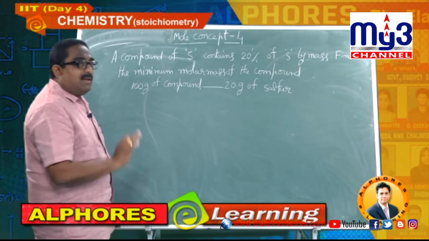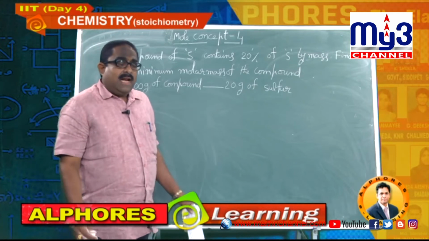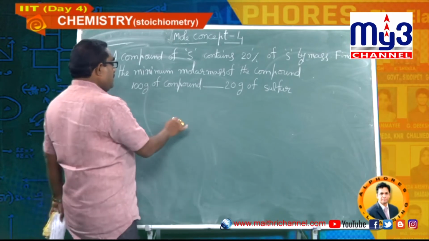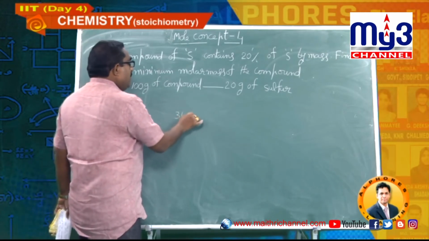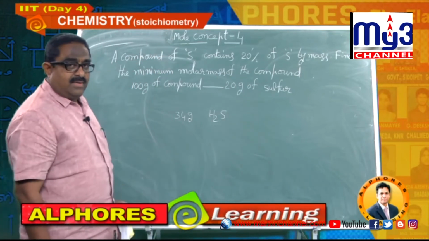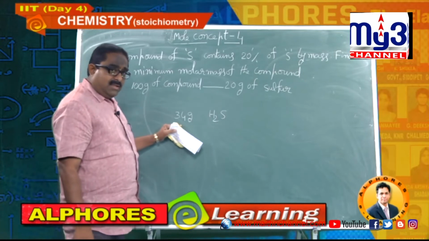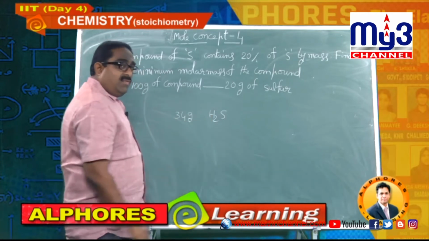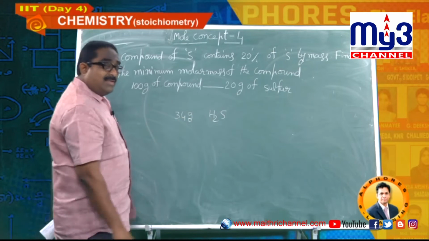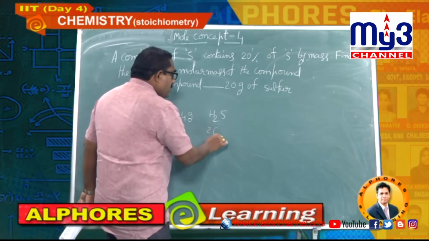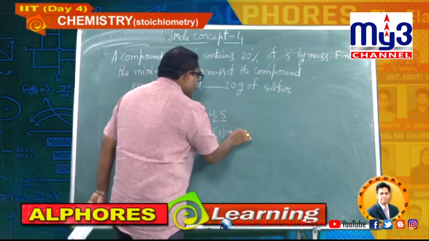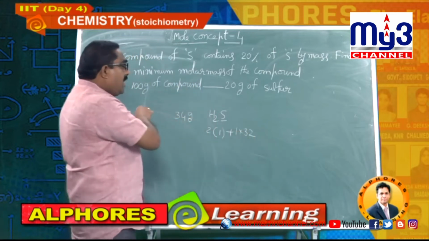So before going to solve this question, let me go through one example. Say for example, 34 grams is the molar mass of, say, a compound H2S. No need to write down this, just listen. 34 grams of H2S. Students, how you got 34 as molar mass of H2S? 2 into 1 plus sulfur atomic mass 1 into 32. That's why you got 34.